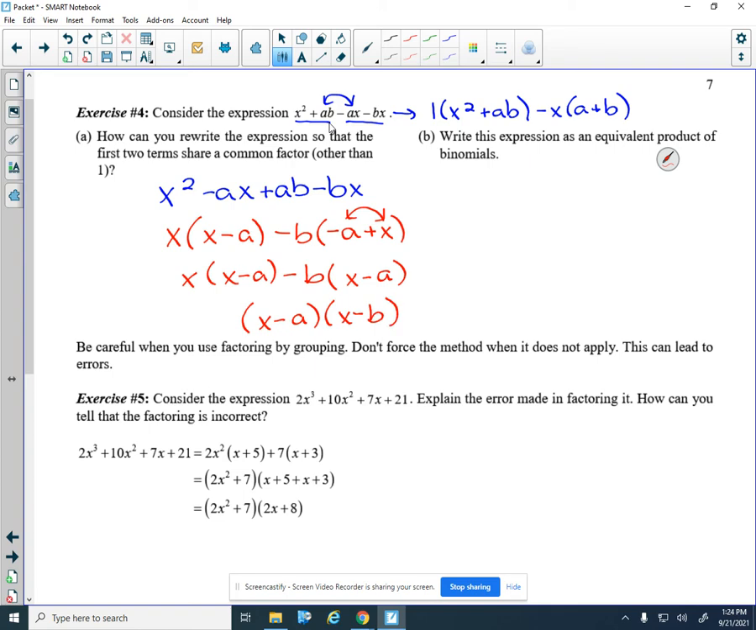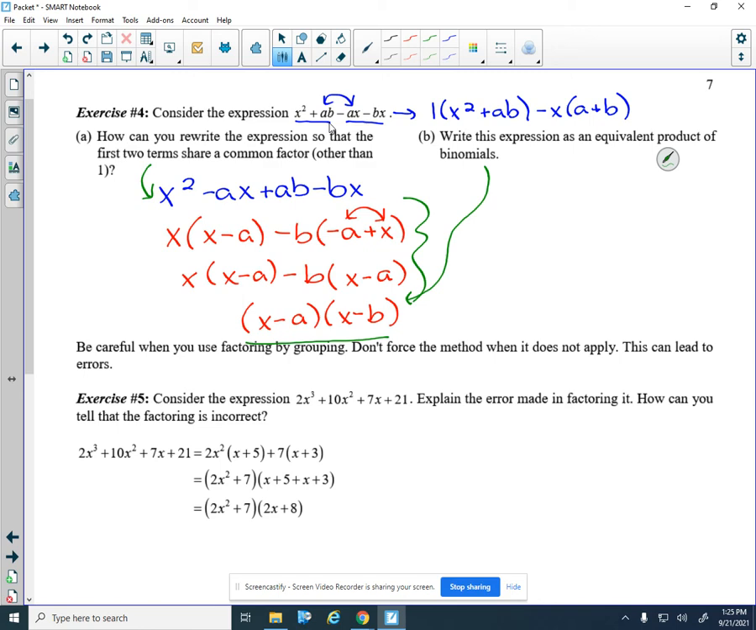So I kind of did this one wrong. I was initially just supposed to rewrite. And then this is write the expression as an equivalent product of binomials. This is a product of binomials, so that's the second part.